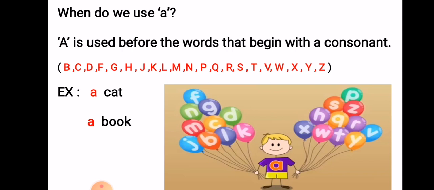Let's see some examples. Our first example is cat. As you can see, our starting letter here is letter C. And as all of you know, letter C is one of our consonants. So, we will use a. Our second example is book. Our starting letter here is letter B. Very good. Letter B is one of our consonants. So, we will use a.